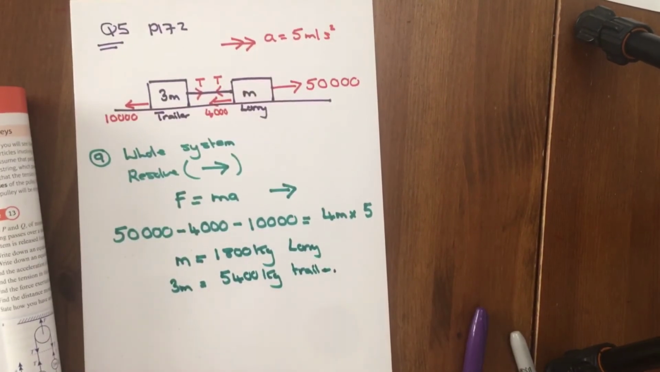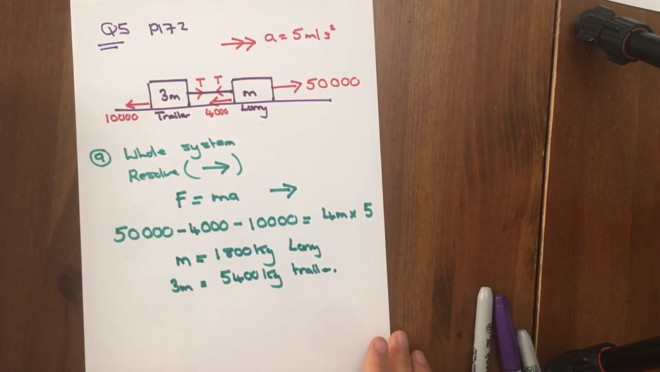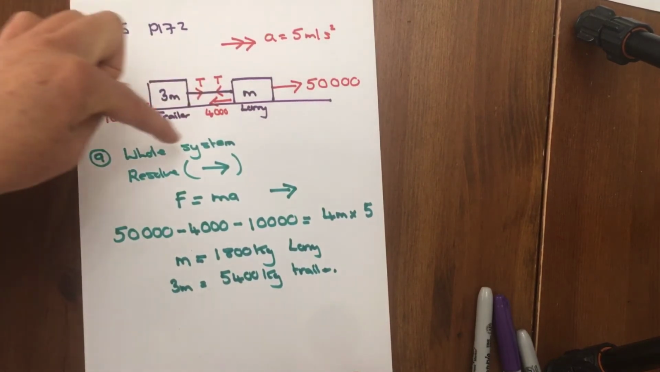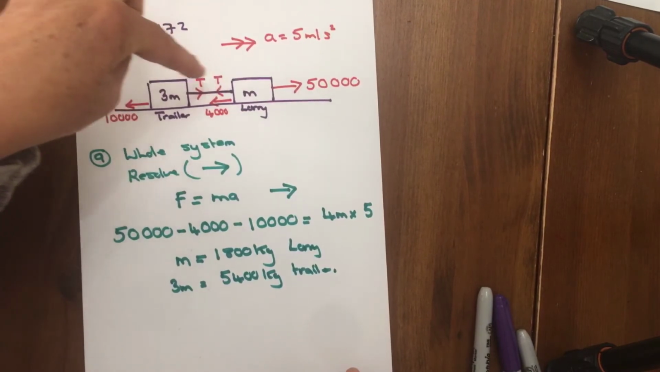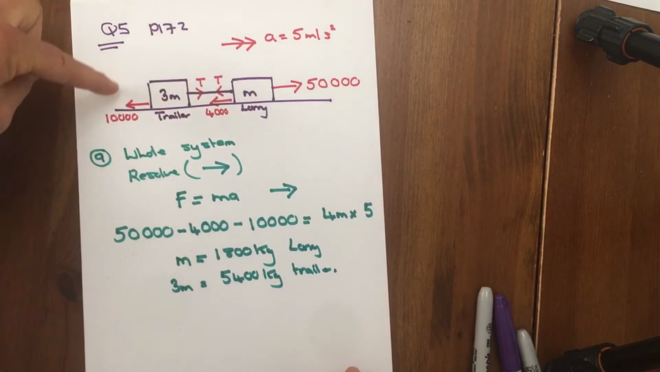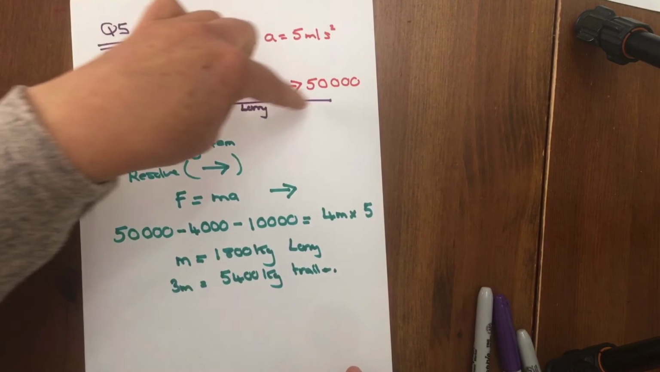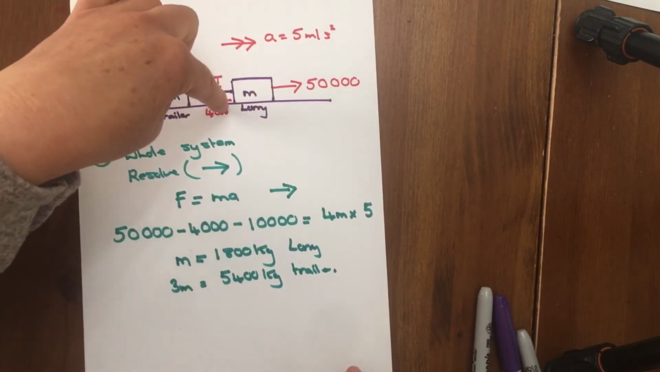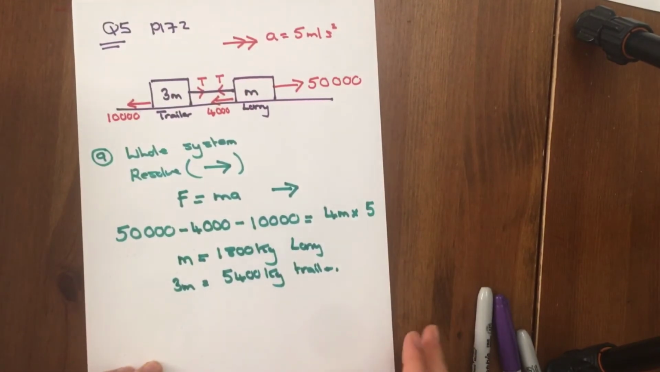So now I have answered question A. Right, part B. Find the tension in the tow bar. Right, so what we're going to do now is either look at just the trailer or just the lorry to find the tension T, the same in each case. Now I can see the trailer has fewer forces. It's only got the 10,000 and T, whereas this has got T, 4,000 and 50,000. So I'm going to look at the trailer. Doesn't matter, I'll get the same answer for either of them.